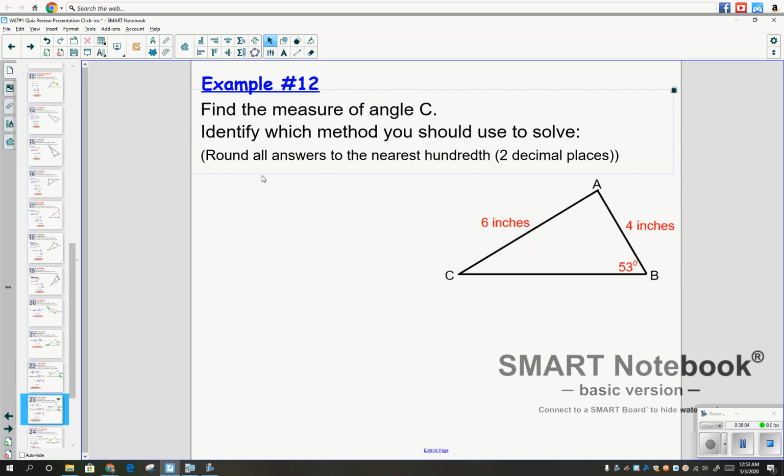Number 12, find the measure of angle C. Right triangle? No. Do I have an opposite pair? Well, 6 and 53 are an opposite pair. And 4 is an opposite pair with C, which is the angle I want to find. So yes, I've got an opposite pair. I know the measure of both. So I'm going to use the law of sines.